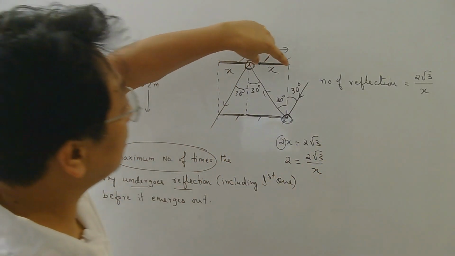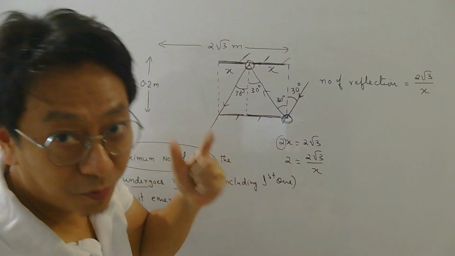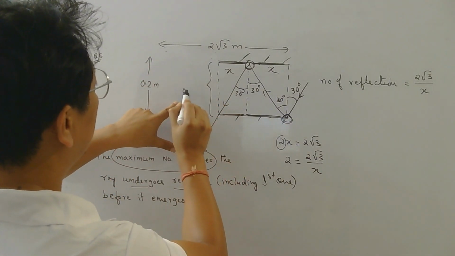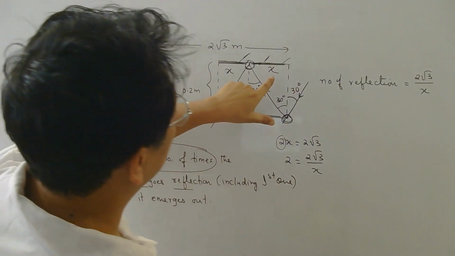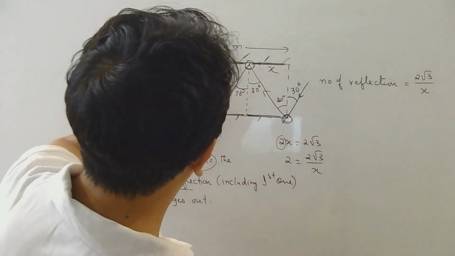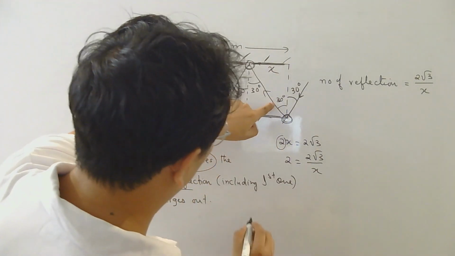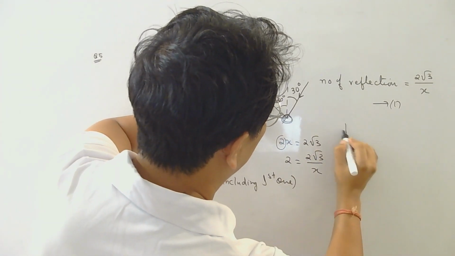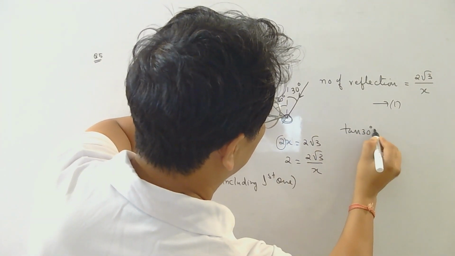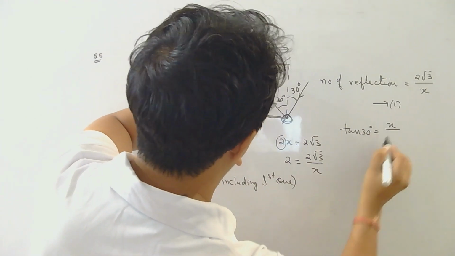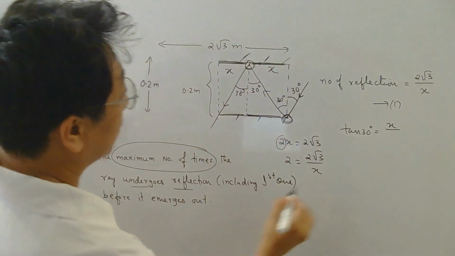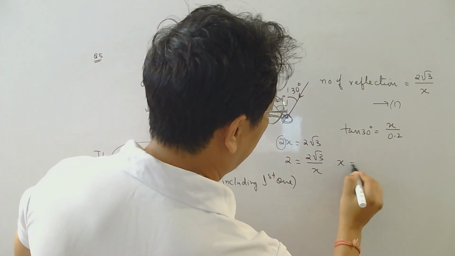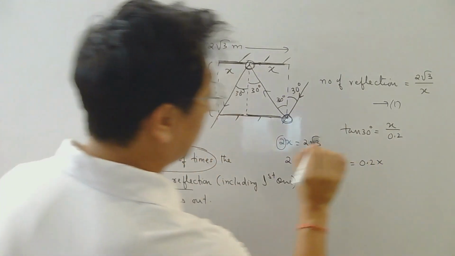Now how to find this x? That can be found from this side. This side was given 0.2 meter. So this is x, this is 30 degree, this is 0.2. So I can use tan 30 degree. Let us call this equation 1. So tan 30 degree will be opposite by adjacent, which is x by 0.2. If you cross multiply, x will be 0.2 into tan 30.